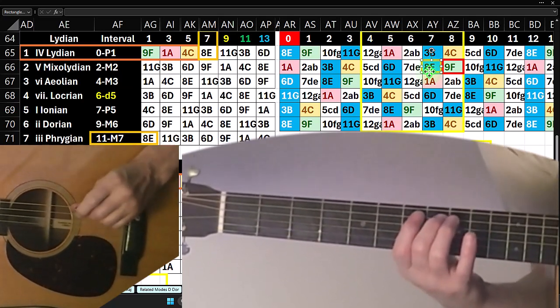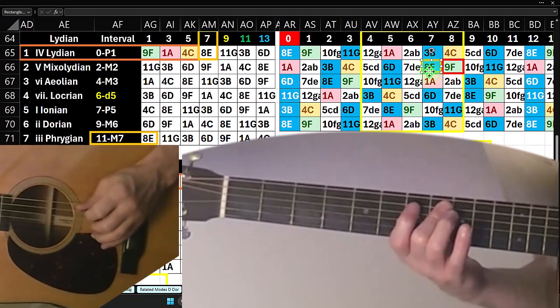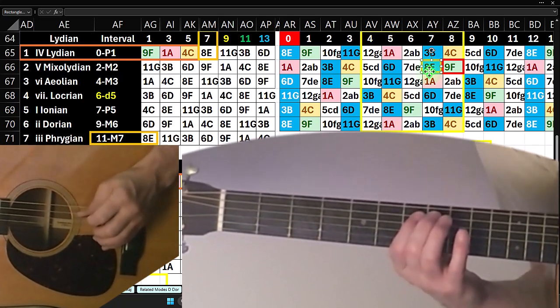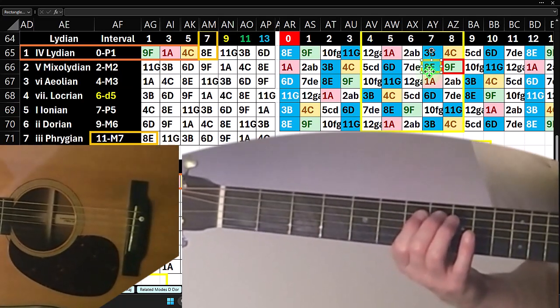So if I went from E to F, that would be a 1 note away, which would be a minor second. If I go from F back to E, therefore that's an 11 note away, which would be a major 7.